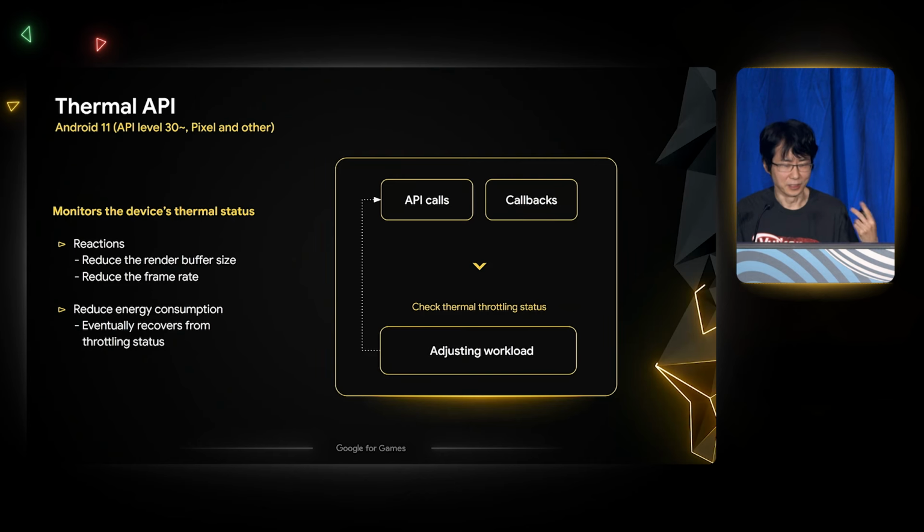The use of the Thermal API is also simple. Call the API, or you can set a callback on the API, and you retrieve the thermal throttling status value from 0 to 1, and your game can react to the signal accordingly.